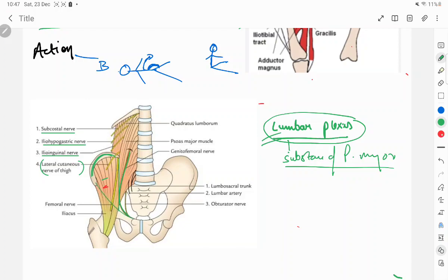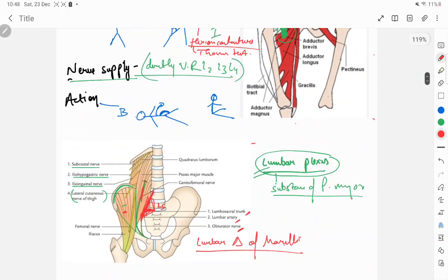Okay. Now notice one more thing, the last thing that we need to know. This is the lumbar triangle of Marcelli. Notice this lumbar triangle. This lumbar triangle is actually lying between four things here. That is, we see here L5. Here we have the medial part of the psoas muscle. Below we have the sacral ala of the sacrum. So here is the lumbar triangle of Marcelli. Not a lot of significance of this triangle, but in this triangle from medial to lateral we have the lumbosacral trunk, lumbar artery, obturator nerve.